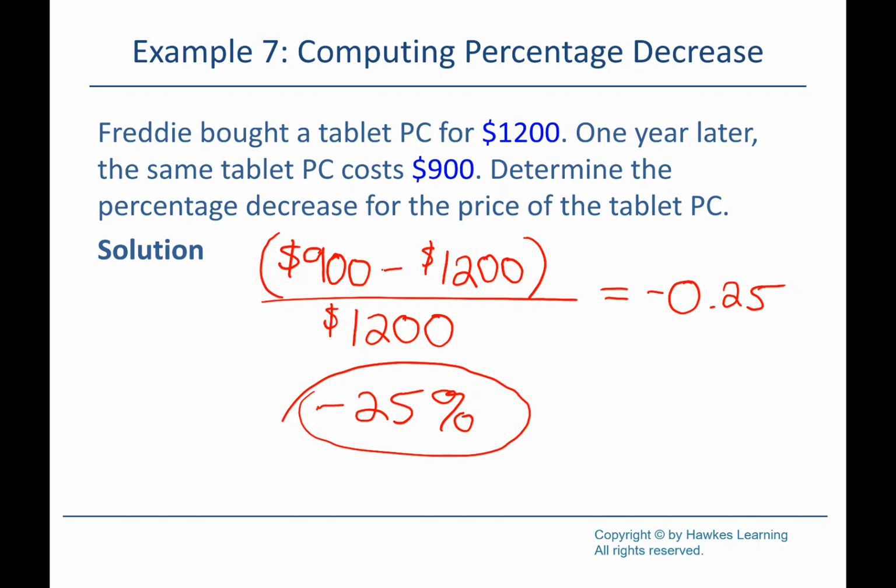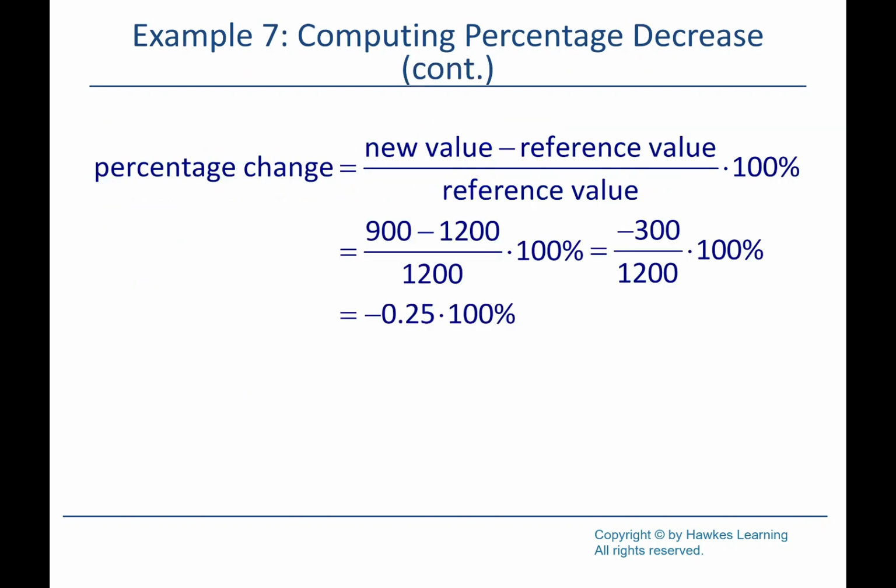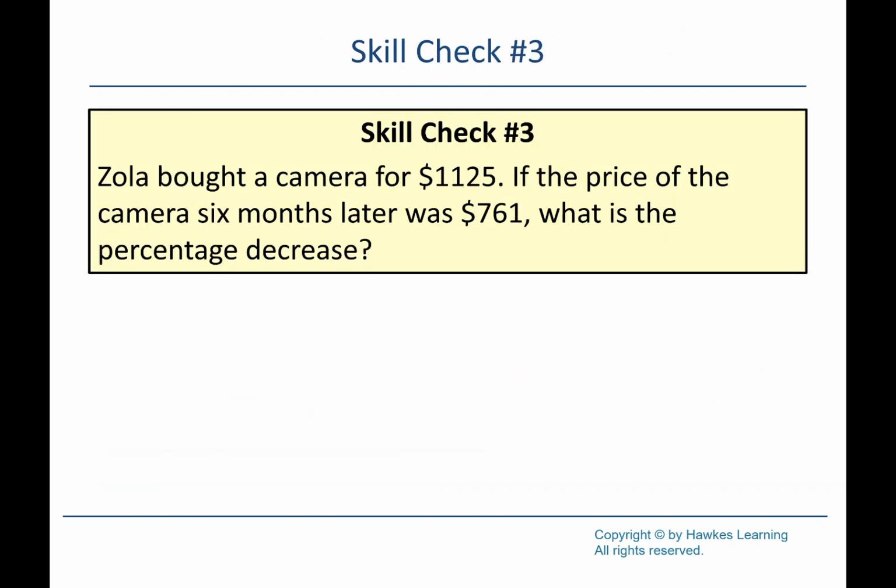Let's look at one more. Last one. All right. Zola bought a camera for $1,125. If the price of the camera 6 months later was $761, what's the percentage decrease? So we take the new price minus the old price and divide by the old price.